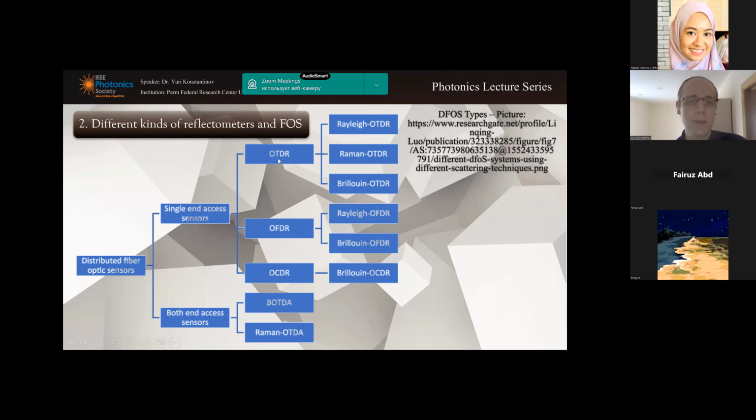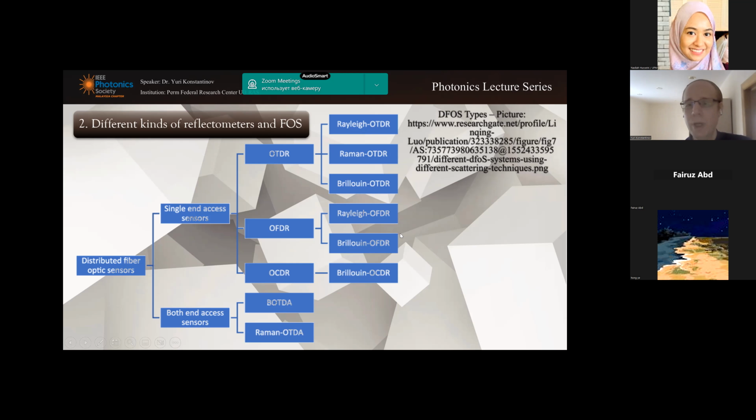Single-end-access sensors are OTDRs, OFDRs, and OCDR. OCDR is optical correlation domain reflectometry, and its division during optical correlation domain reflectometry. I know that you all know how it works. And about the others: Rayleigh OTDR, Raman OTDR, Brillouin OTDR, Rayleigh OFDR. We can talk about this part of fiber optic sensors and reflectometer kinds.